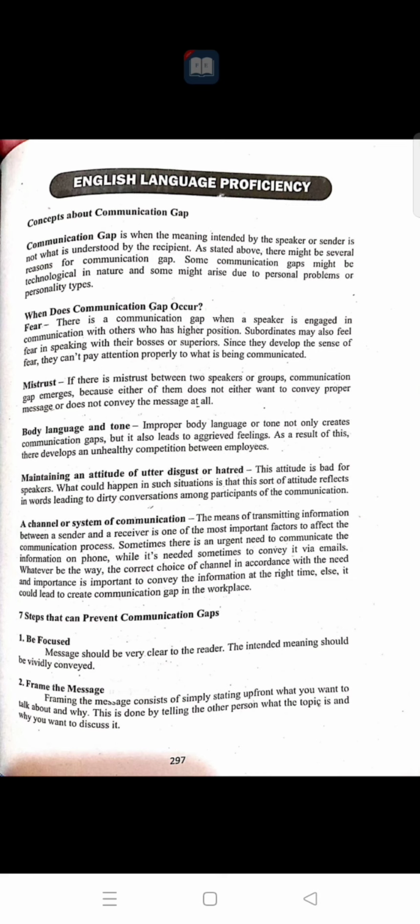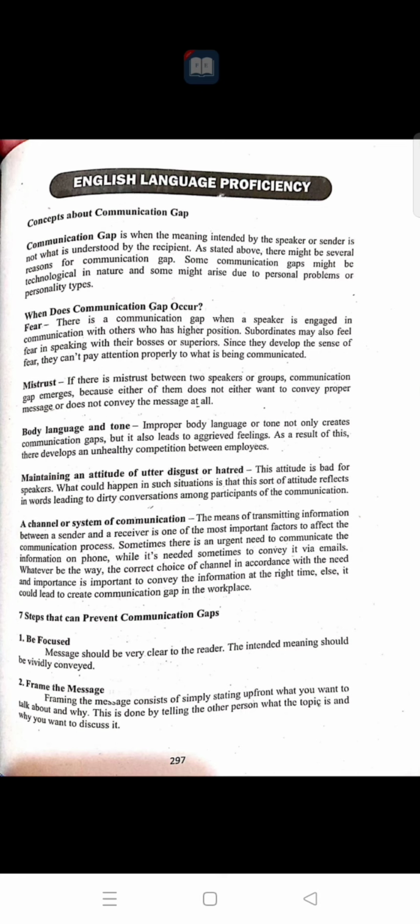Say for example, si staff nakikipag-usap siya doon sa executives. So subordinates may also feel fear in speaking with their bosses or superiors. Since they develop a sense of fear, they cannot pay attention properly to what is being communicated. Say for example, first time na mag-usap si trainee at si executive, syempre nandun yung kanyang fear, especially kapag dun sa pagsasalita niya parang there is terror sa kanyang voice. Syempre makakaramdam ng takot ngayon itong nakikipag-usap, at yung takot na yun magsisilbi siyang factor para magkaroon ng communication gap.